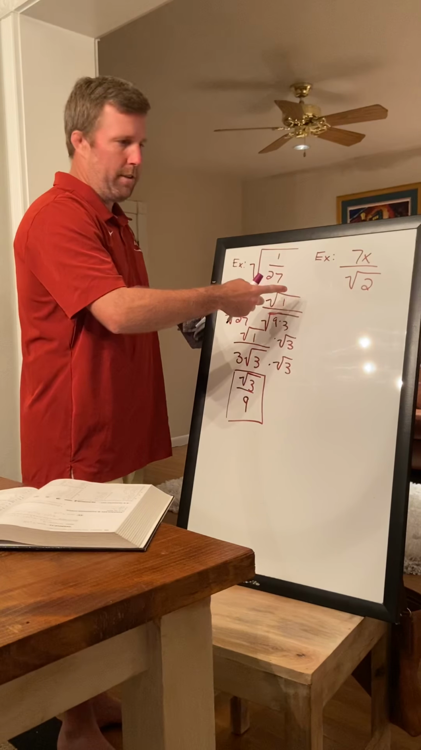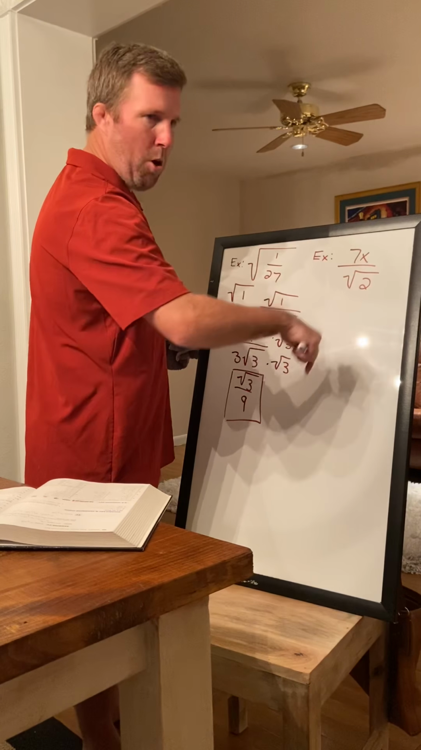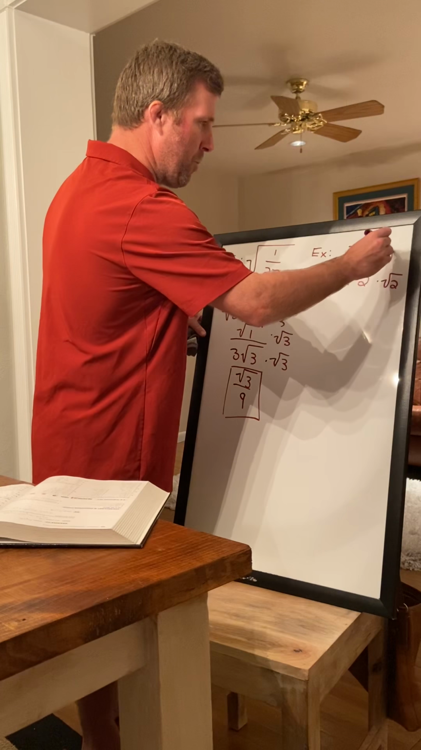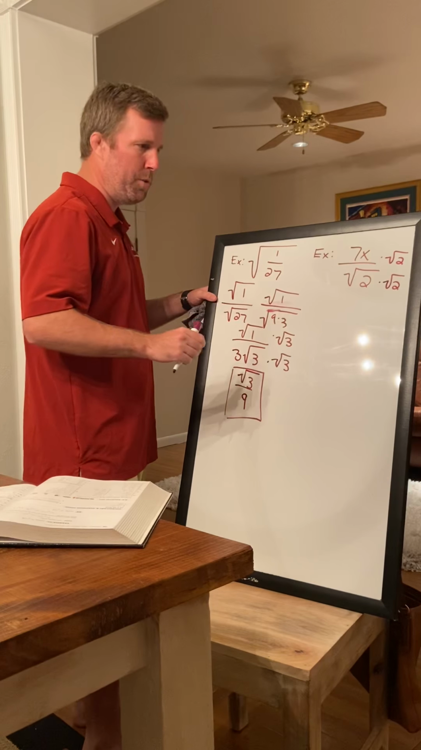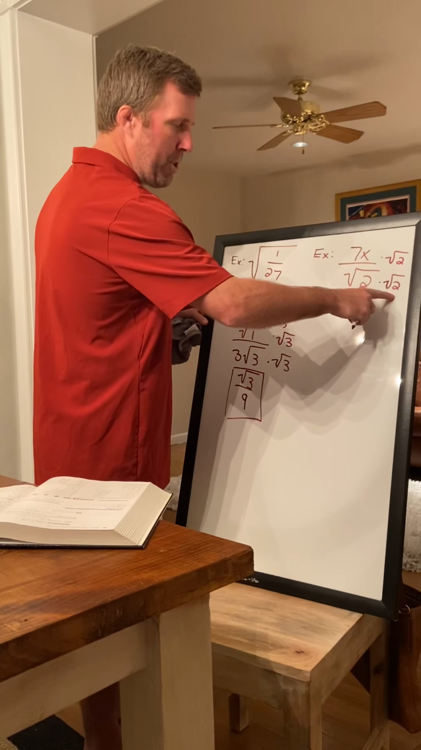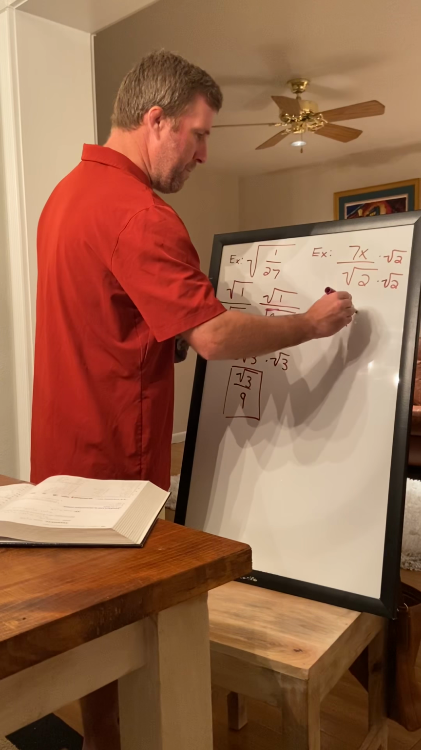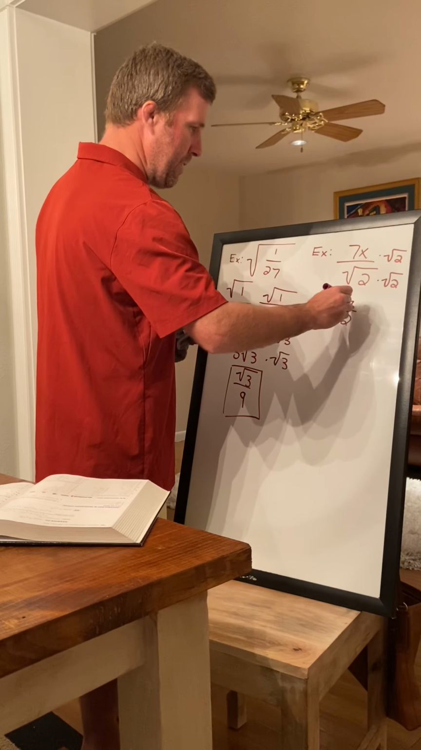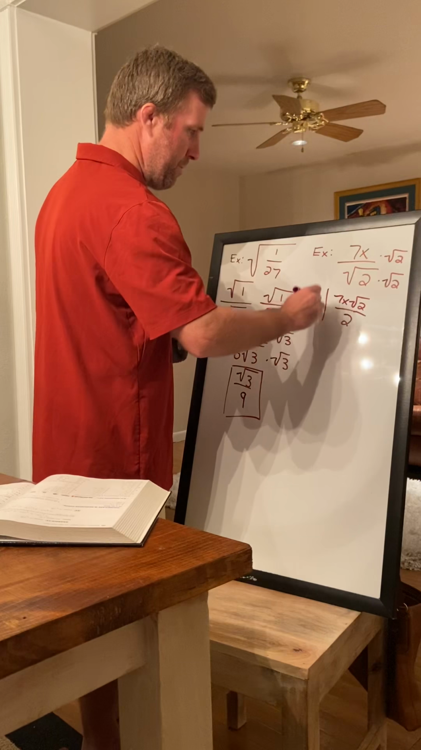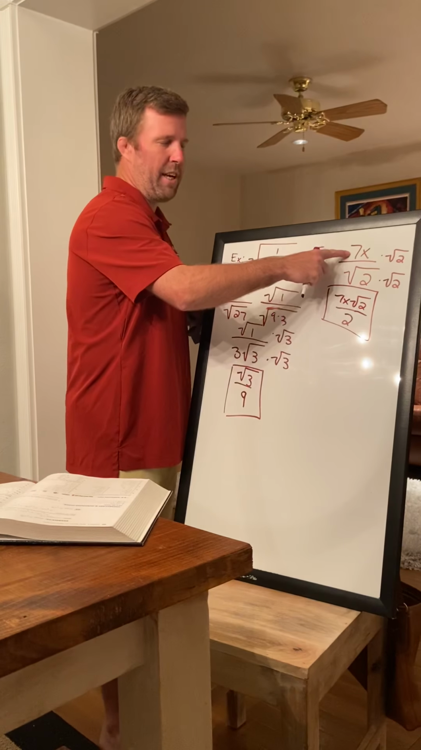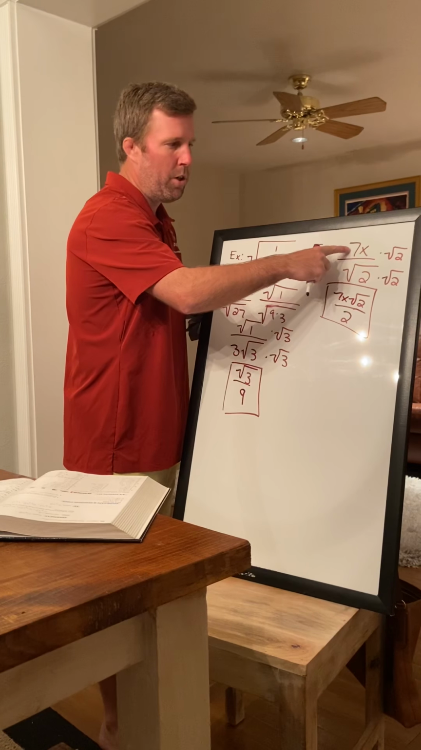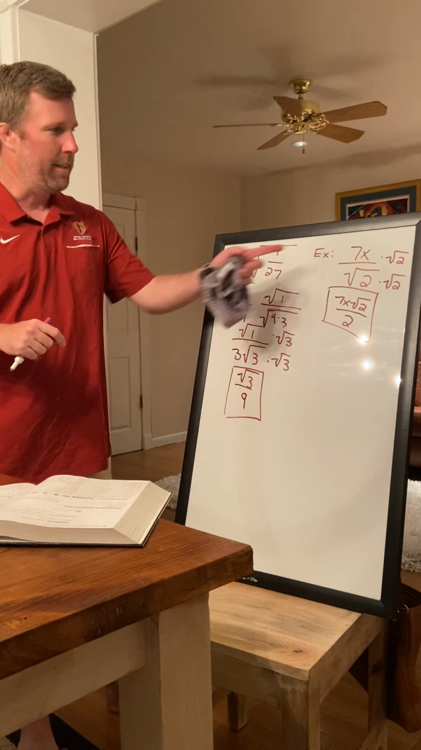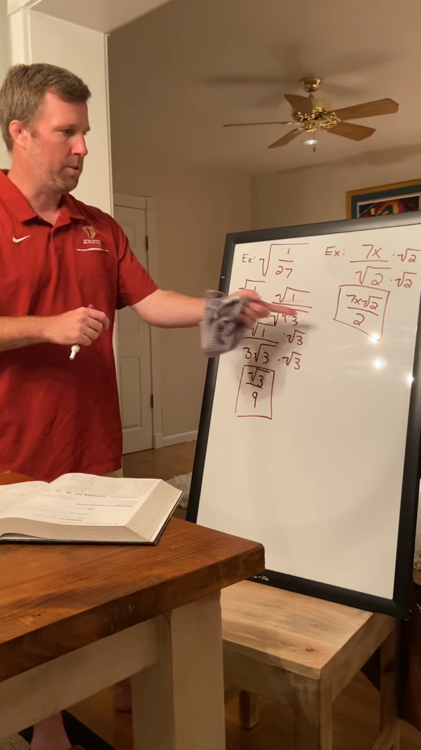This example here, the 2 can't be broken down, so we're going to multiply both the numerator and the denominator by the square root of 2. The square root of 2 times the square root of 2 is 2. 7x times the square root of 2 is 7x times the square root of 2. Notice this 7x wasn't underneath the radical, so I don't multiply the 2 times the 7x. That 7x stays out front. So that's your final answer.